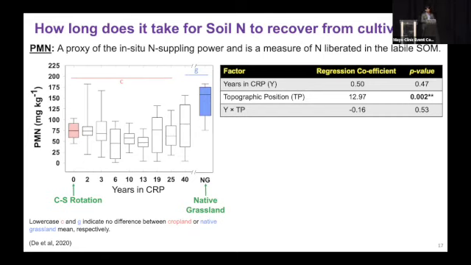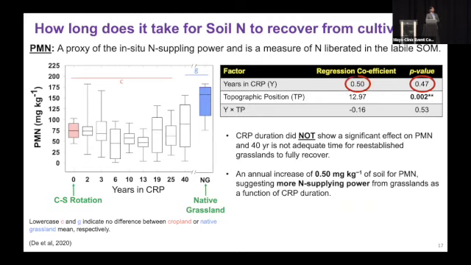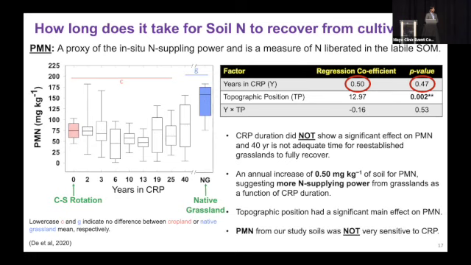But we saw a trend that it is gradually increasing, which is a good thing, because that's the active nitrogen which might be available for the plants. Topographic position again had a significant effect on PMN, but still this PMN was not that sensitive. So think about that 40 years. Sometimes people think that within 40 years we will change the soil health. It doesn't happen. That's one of the take-home messages that I want to share.